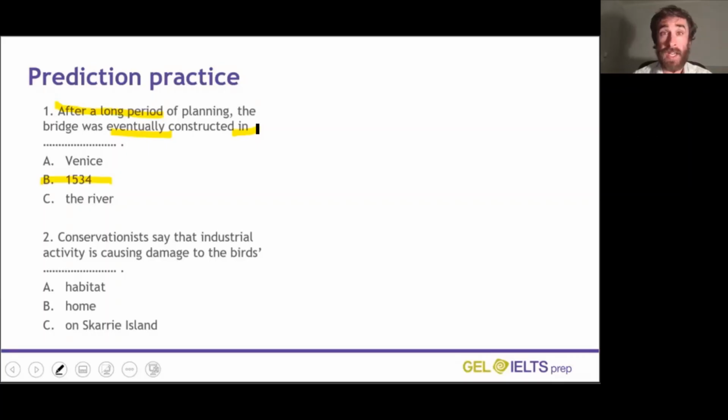The best prediction here is probably habitat. We don't normally talk about a bird's home unless maybe we're being poetic about it. The correct word for where a bird lives is its habitat. IELTS texts are often scientific in nature, so they're probably going to use the correct word. Home could go grammatically, but it doesn't sound as good. On Scary Island doesn't work grammatically because we have this apostrophe S. So it's a possessive, it must be followed by a noun, not a preposition.